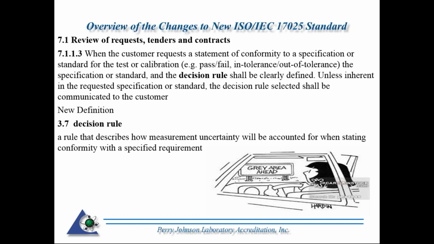So you see a new definition in the draft is decision rule: a rule that describes how measurement uncertainty will be accounted for when stating conformity with a specified requirement. We're going to go into a little bit more detail on this in the next couple slides. I'm going to jump right ahead to reporting the results because we're already talking about decision rule here, and it sort of correlates between this section and what's actually going to be reported on the report. So decision rule is a rule that describes how measurement uncertainty will be accounted for when stating conformity with a specified requirement.